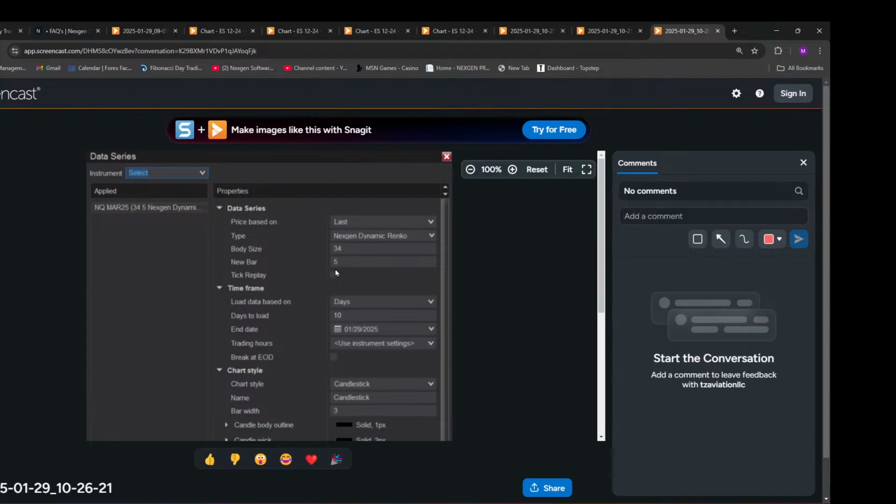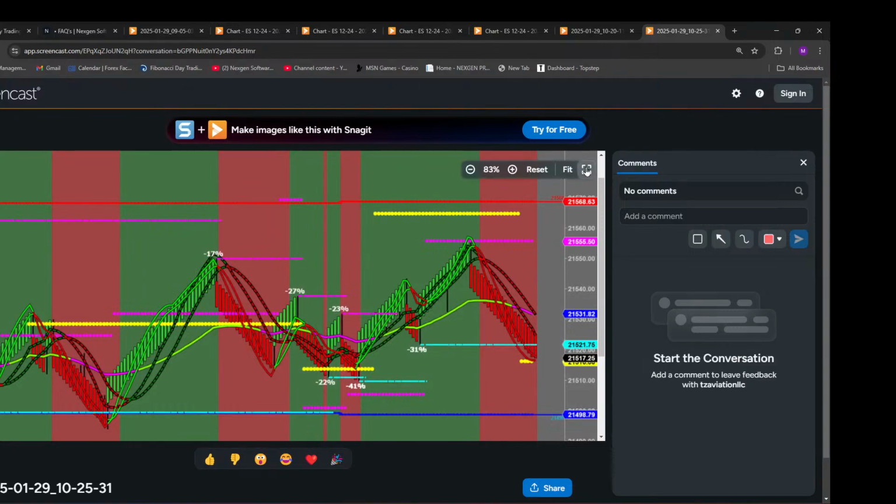So that's what I see right there. Tick replay, make sure you click it, let it reload, and see what happens. That looks like the culprit.